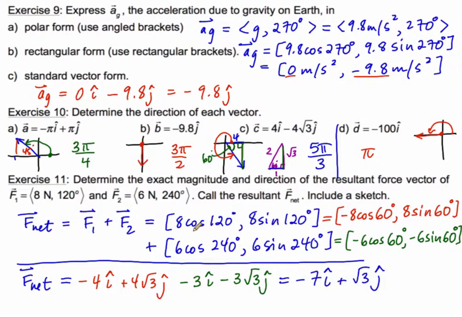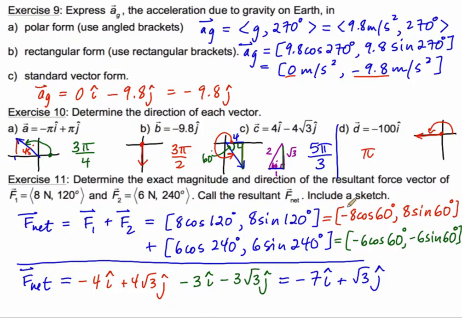So what I've done here is I've recognized the reference angle for 120 degrees is 60 degrees, but the angle 120 degrees is in quadrant 2, and so I've replaced the horizontal component with -8 cos 60 degrees. Likewise, the vertical component is in quadrant 2, so I replaced it with +8 sine of 60 degrees. I've done something similar for the force 2 vector, recognizing that the 240 degree angle is in quadrant 3, and therefore both the horizontal and the vertical components will be negative.